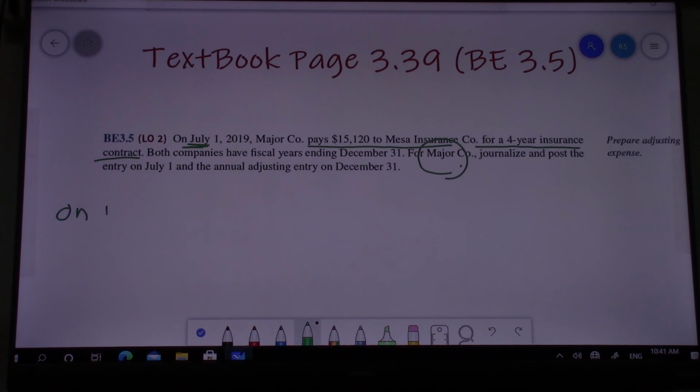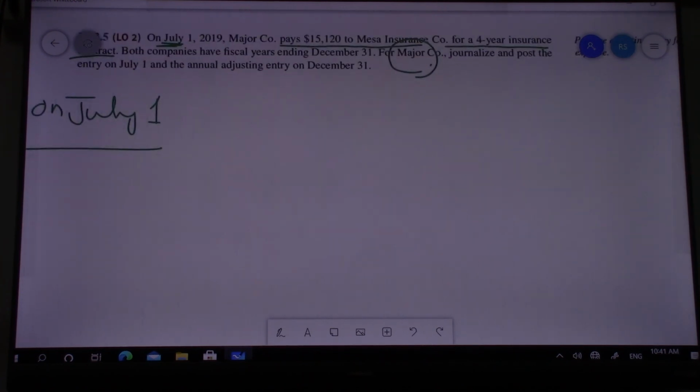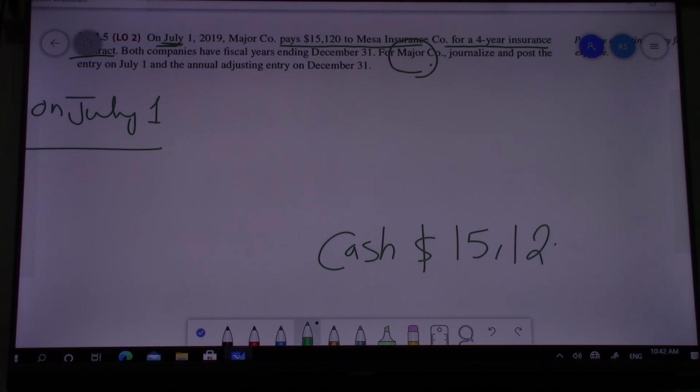You are required to journalize the entry on July 1st. Did you receive the cash or did you pay cash? If I'm talking about major company, I paid cash. I purchased insurance. So when you pay cash, your cash decreases by this value, which is $15,120. What should be reported on the debit side?